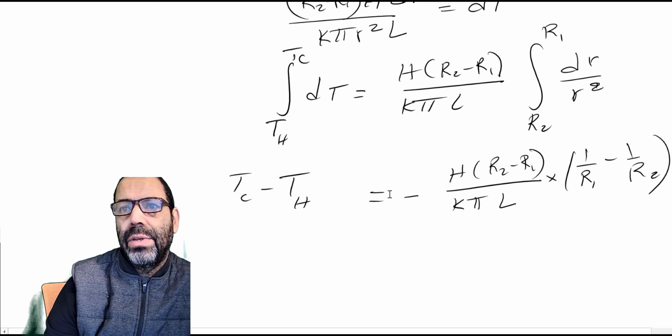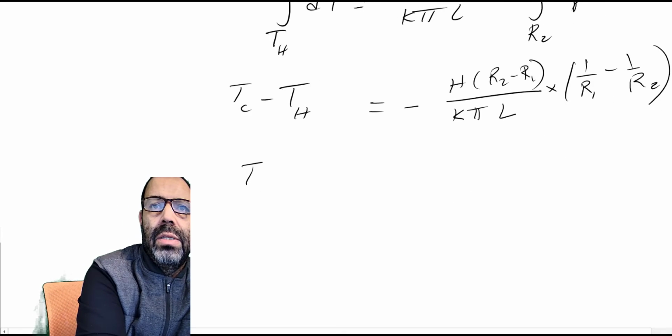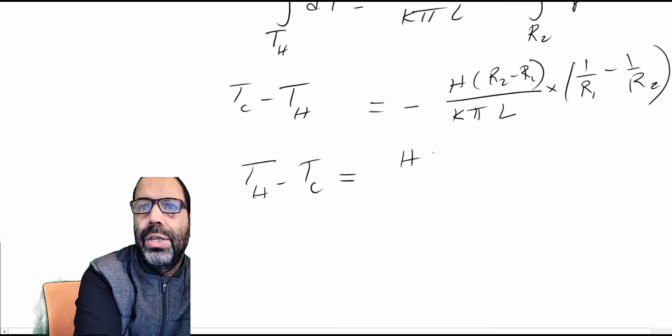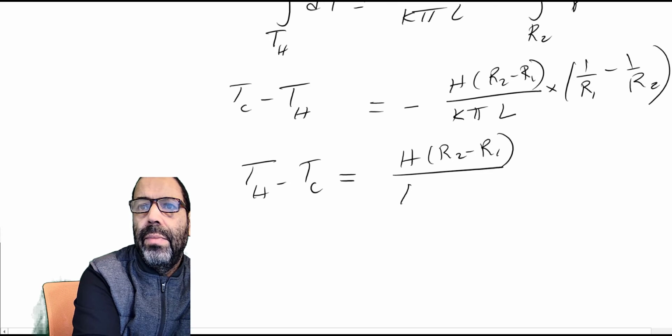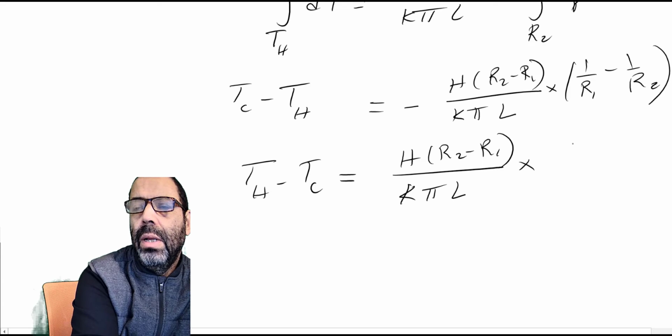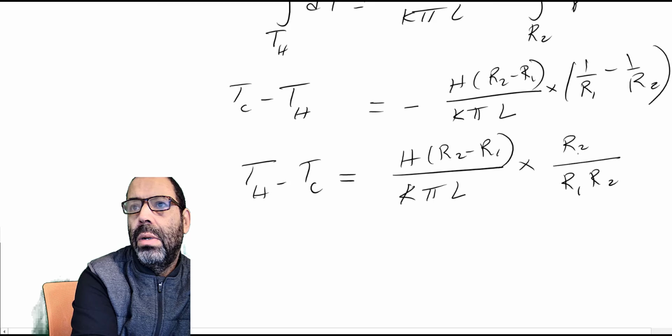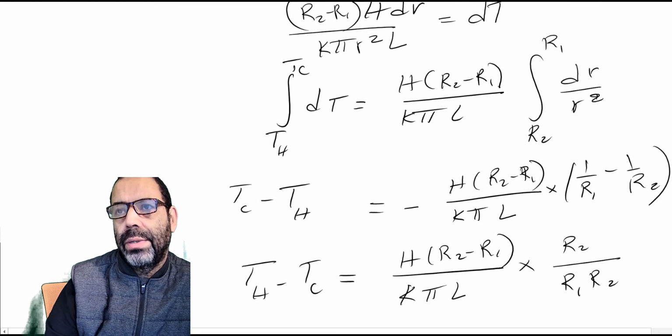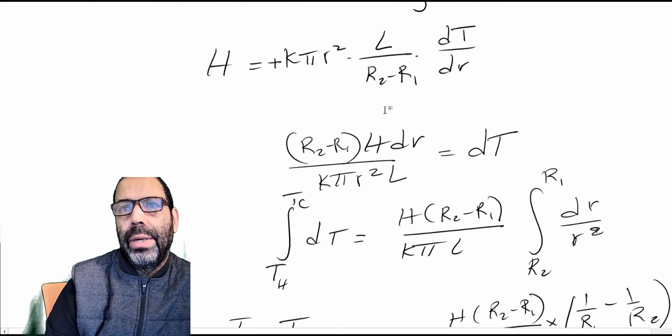Obviously, there is some algebra in here. This minus, I'm going to move it to the other side, and it becomes a positive number because th minus tc is positive. And in here, it's going to be h times r2 minus r1 over k times pi times L times, again, I need to get this common denominator, which is just r1 times r2, and in the numerator it's going to be r2. Okay, there is another mistake somewhere in here because this is not correct. Did I do it in here?